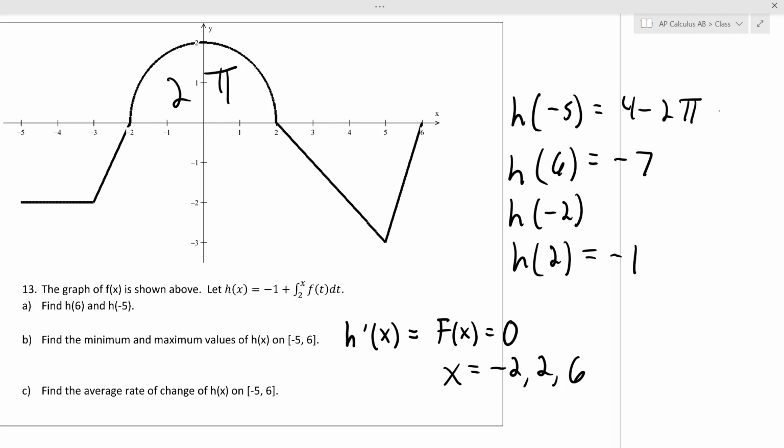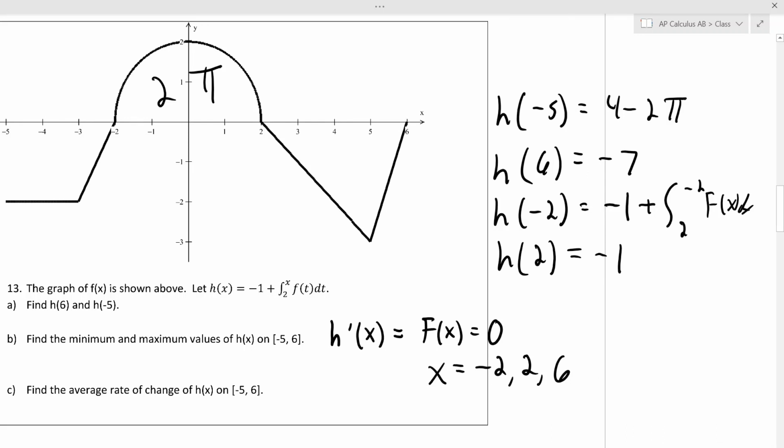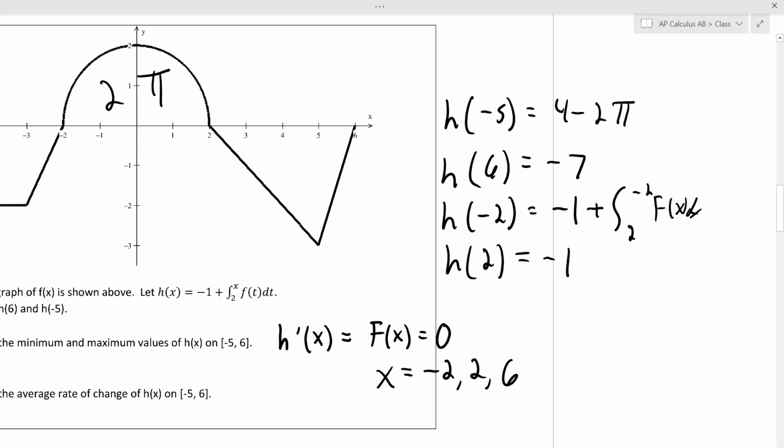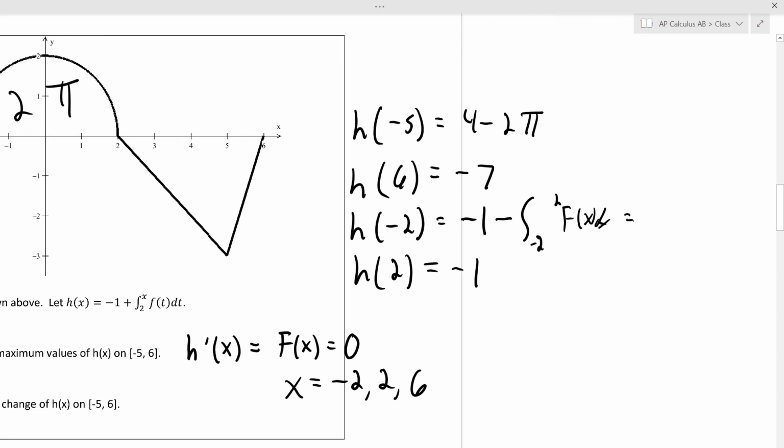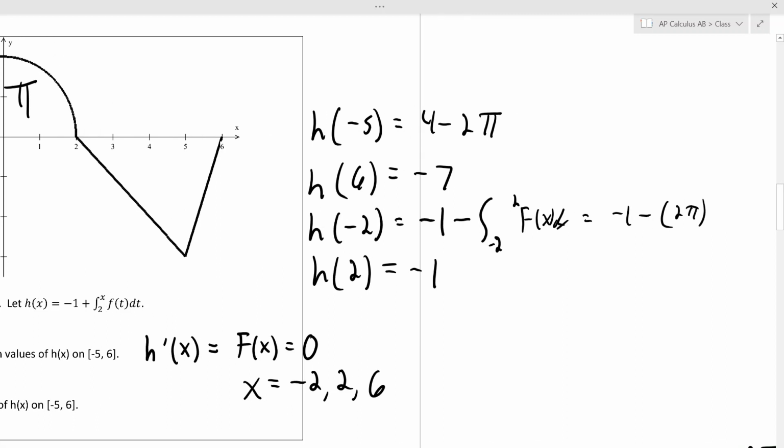Yeah, and that's it, right? Yeah, we need h of negative 2. So h of negative 2 is negative 1, it should be plus the integral from 2 to negative 2 of f of x dx. But remember, I don't want to integrate backwards when I'm finding areas. That's the only time I really don't want to do it. So we're going to switch that and make it go from negative 2 to 2. So h of negative 2 is really negative 1 minus 2 pi, which, that's it. That's the answer.